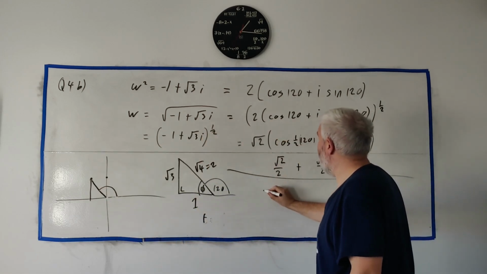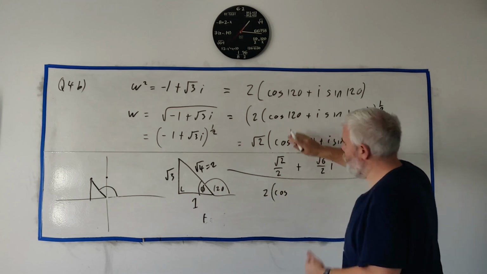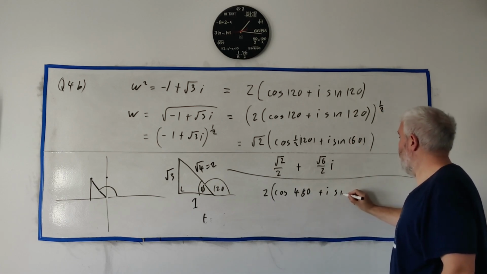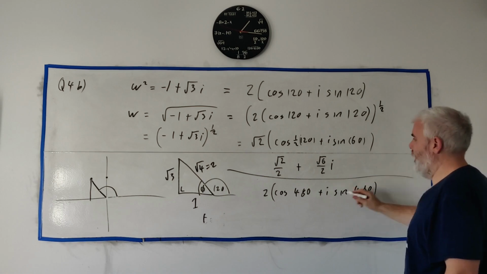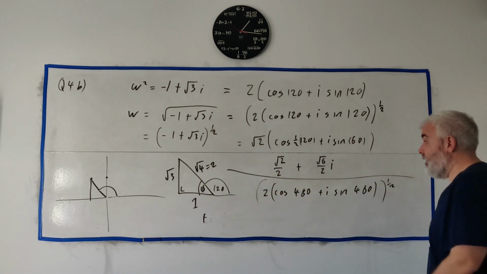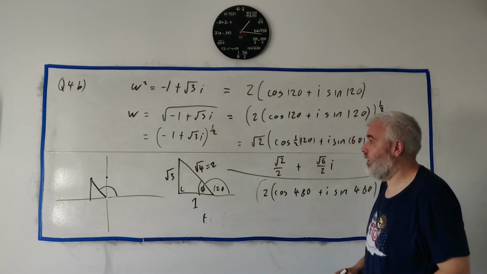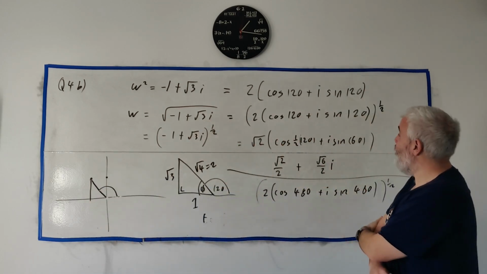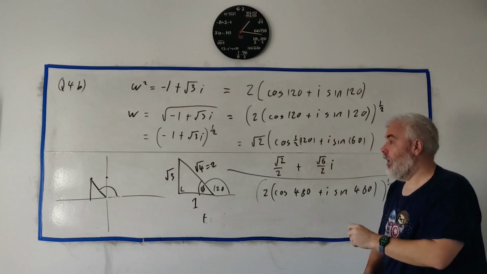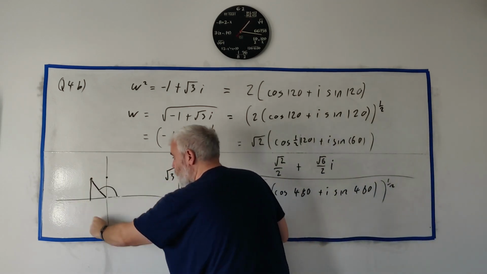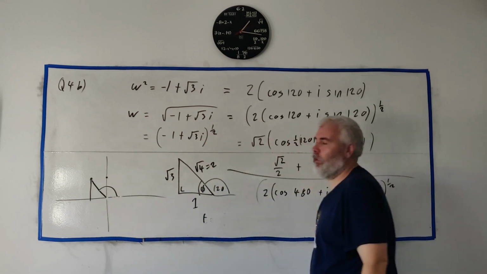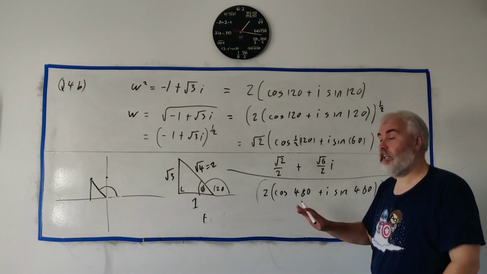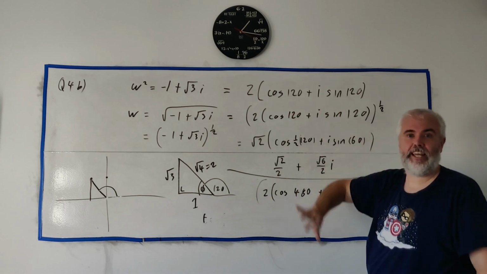So a very similar answer could have been 2 cosine, what's 360 more, 480, plus i sine 480, and all this to the power of a half. This would have been a perfectly okay thing to write there. Also, if I'd gone minus 360 plus 120, which would be a minus 240, that would have been okay. If I'd gone 720, gone around twice, that would have got 840, I think. They would have been all perfectly good things to write there. Infinite. There should be infinite answers there.